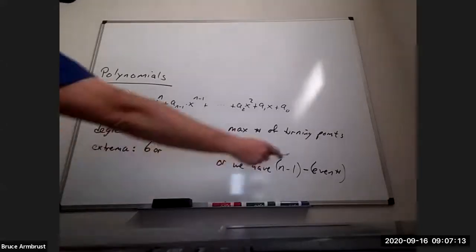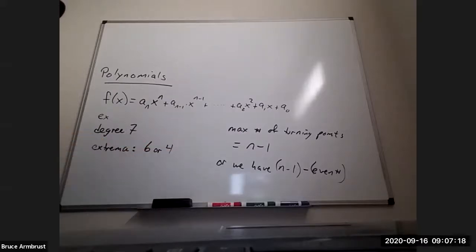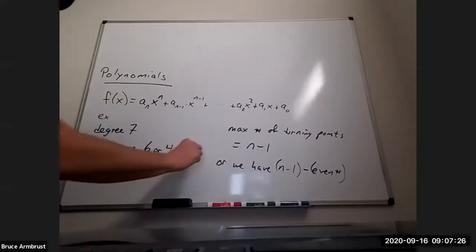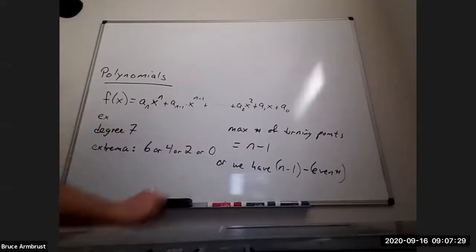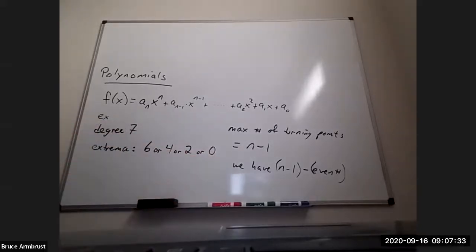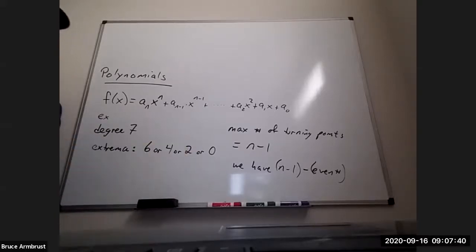But I could also take away even numbers. I could take away 2, so it might be that this has 4 extrema. I could take off another 2, so I might have 2. Or I could take off another 2 and actually have 0. So if I have a 7th degree polynomial, I will have either 6, 4, 2, or 0 turning points. I will never have an odd number of turning points for this one.